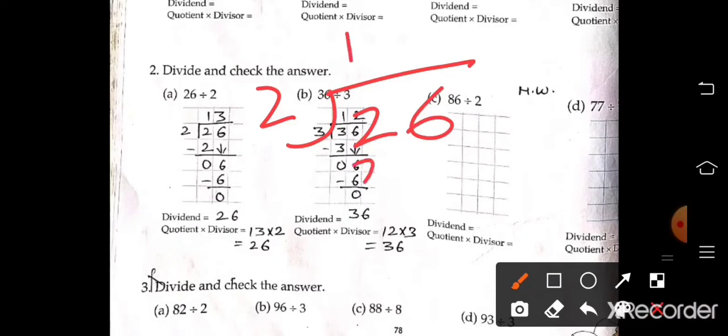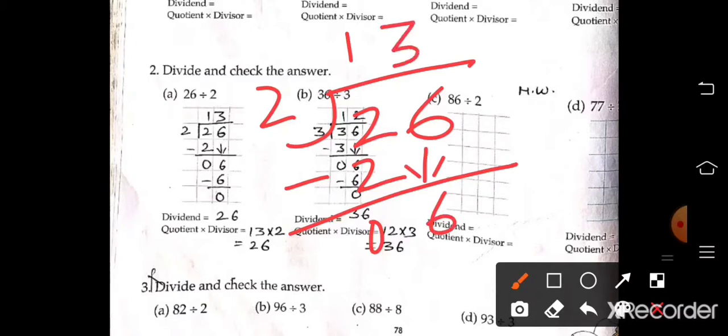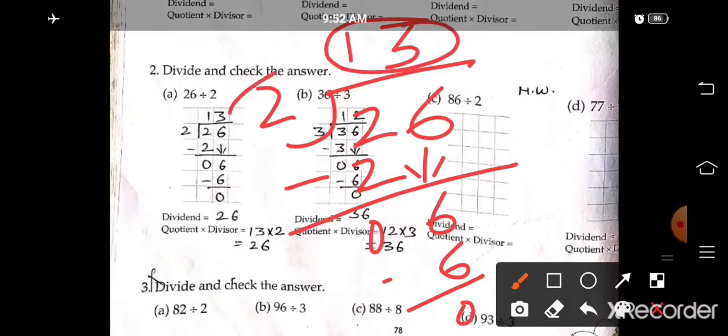2 1 ja 2, 0. Then bring 6 down. 2 3 ja 6, 0. Okay, so for checking the answer, quotient multiply divisor. 13 multiply 2 equal to 26. This is the dividend. So our answer is correct. Now this part I have done for you. C and D is your homework.